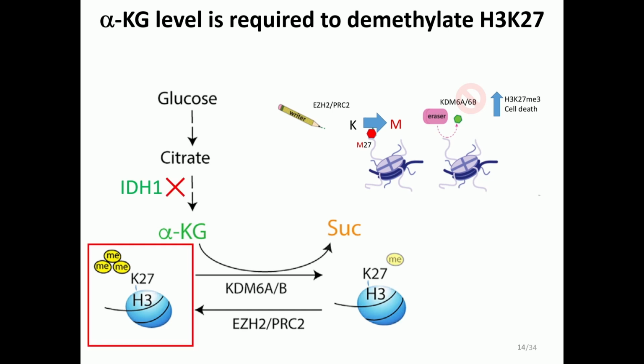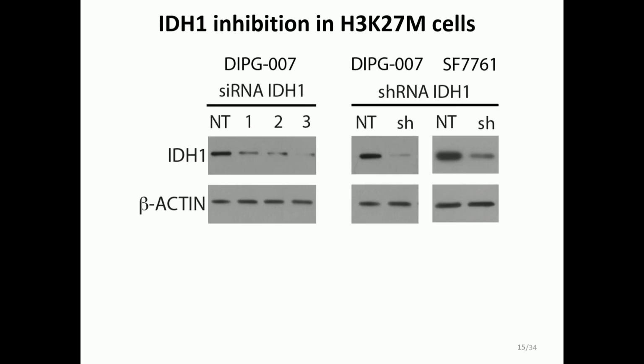So if IDH1 was creating this metabolite, alpha-ketoglutarate, and alpha-ketoglutarate was required for these demethylation reactions, what happens if you inhibit it? The hypothesis would be that if you inhibit IDH1, then this metabolite, which acts as a substrate for the eraser, shouldn't work, and then you should get higher trimethylation. So this is the hypothesis. So we set out to test this.